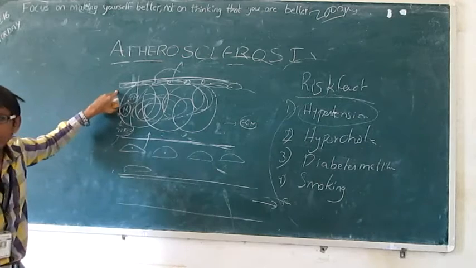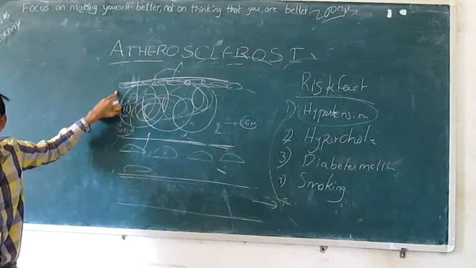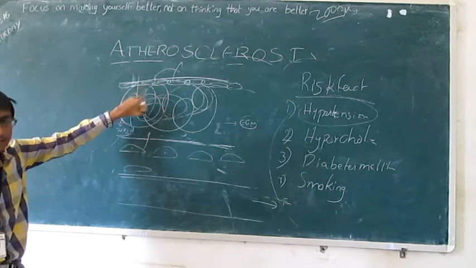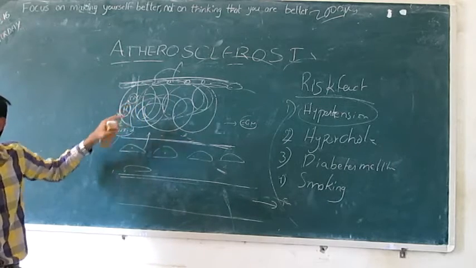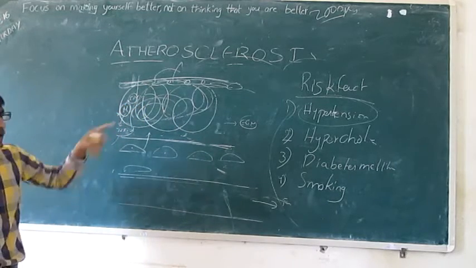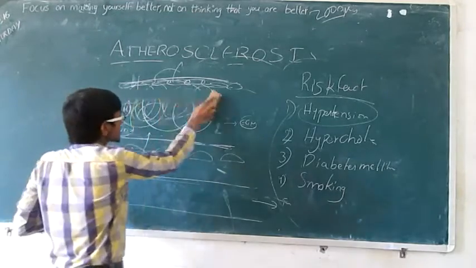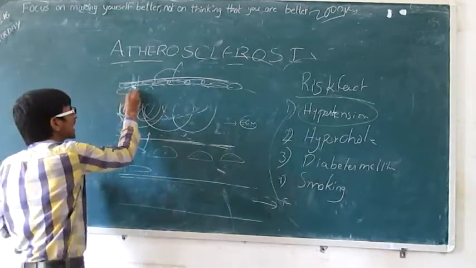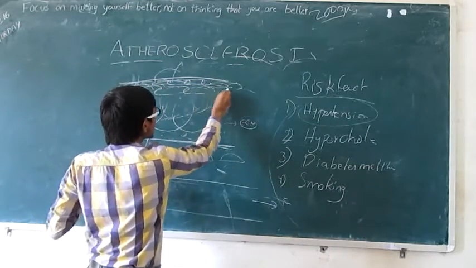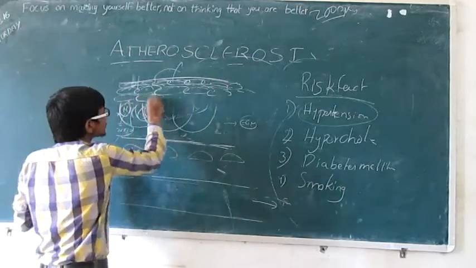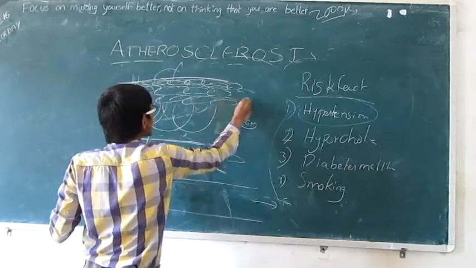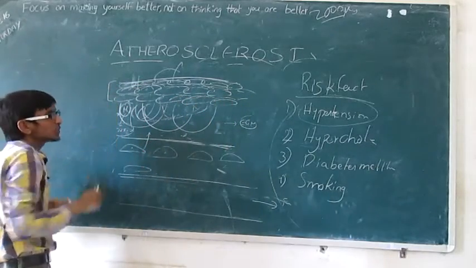Do you think this plaque is now stable or unstable? It is a stable plaque. Why is it stable? Due to the presence of fibrous connective tissue. So in the initial stages, whenever you see this atherosclerotic plaque, we have a very thick fibrous connective tissue.